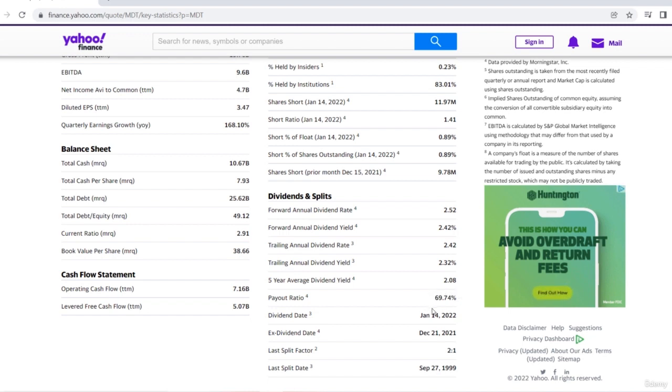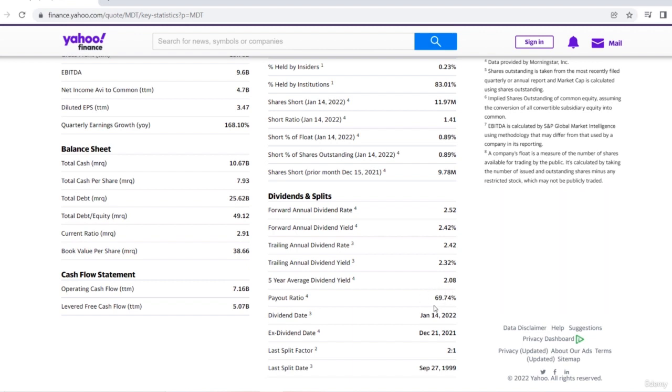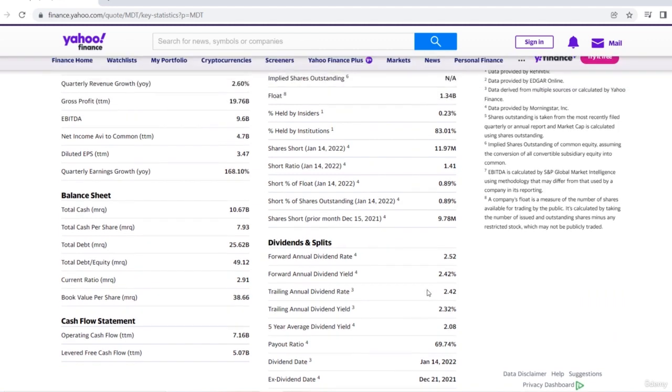We'd like that to be a little bit lower, but it's not like it's 100% or even higher, where they're paying out more than they're bringing in in net income and having to borrow money or do some different things to raise cash. They're paying out a lot of their net income into their dividend. Sometimes with medical devices, that could be a little concerning because I'd like to see more of that money go into things like research and development, for example.